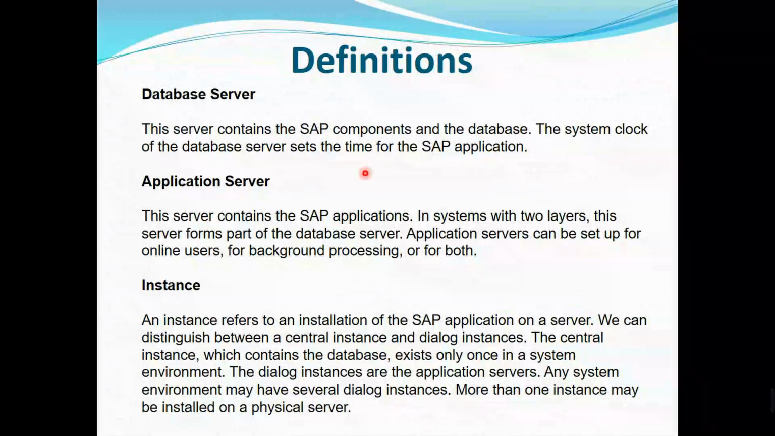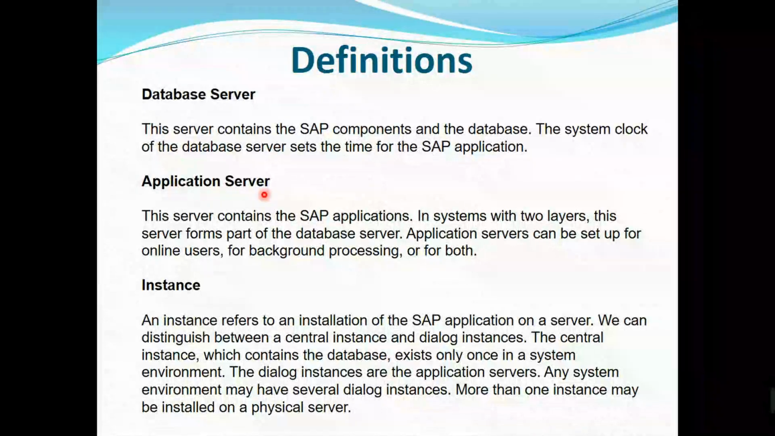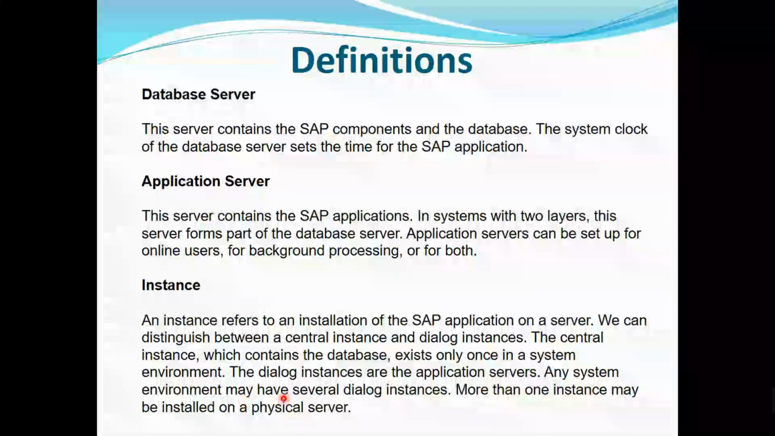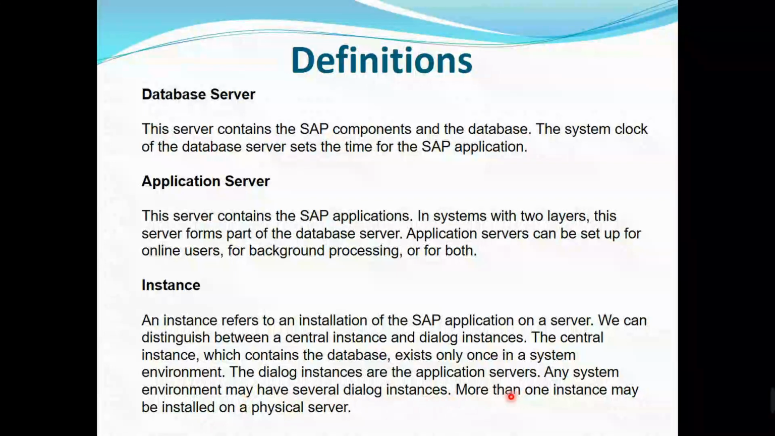First is the database server, second is the application server, third is instance. In brief, what is an instance? An instance refers to an installation of an SAP application on a server. We can distinguish between a central instance and dialog instances. The central instance, which contains the database, exists only once in a system environment, and the dialog instances are application servers. Any system environment may have several dialog instances. More than one instance may be installed on a physical server. So go through all these definitions before you go ahead.